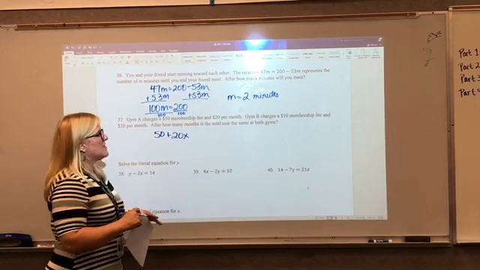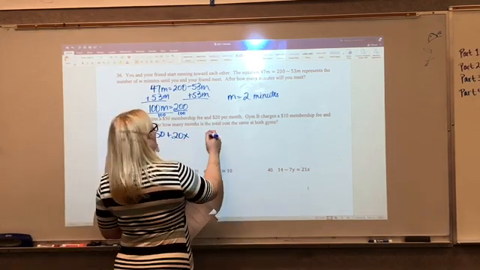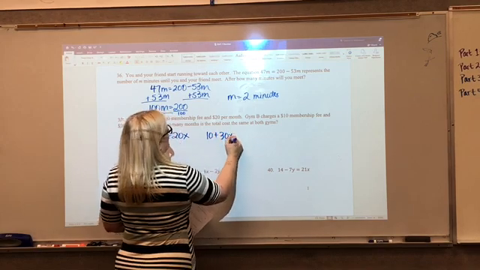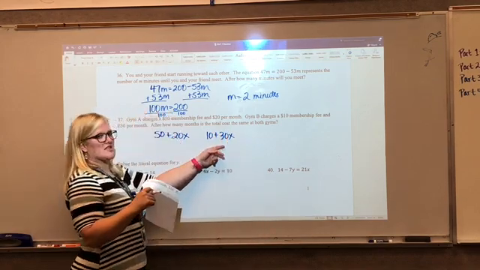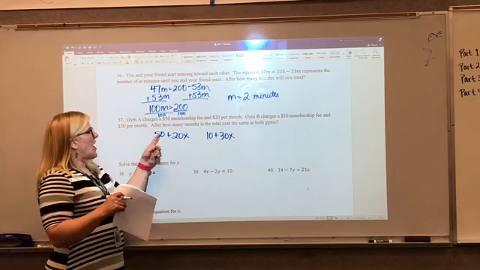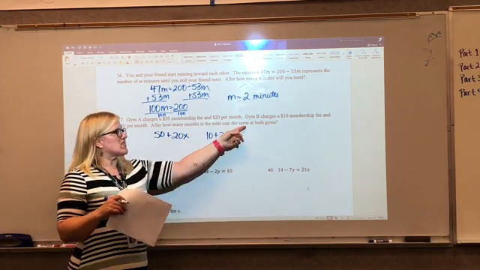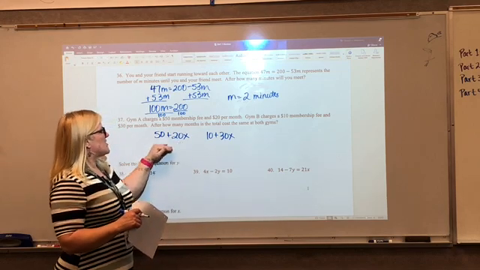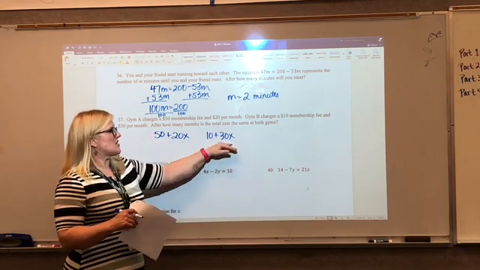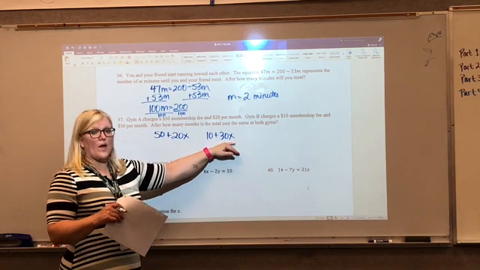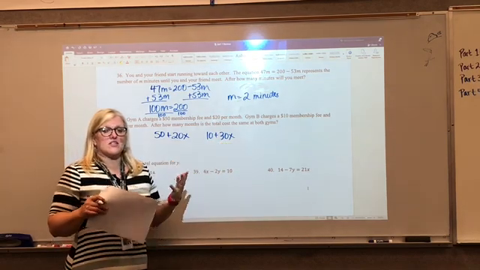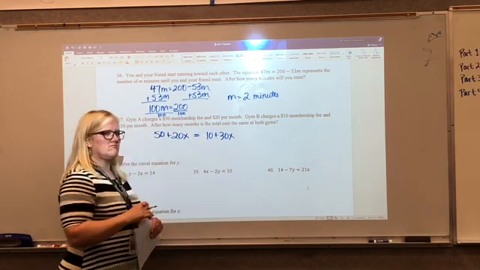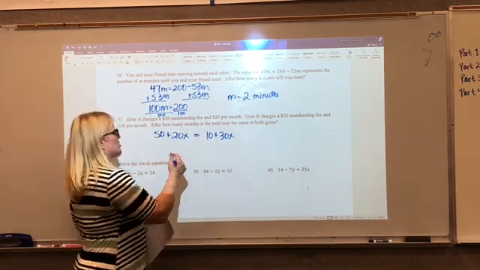Gym B charges a $10 membership fee plus $30 per month. So it's cheaper up front, but it's more expensive per month. After how many months is the total cost the same at both gyms? All right, so this is the cost of A, this is the cost of B. We want to know when they're the same. Well, when they're the same, they equal each other, right? So we just set these equal to each other.